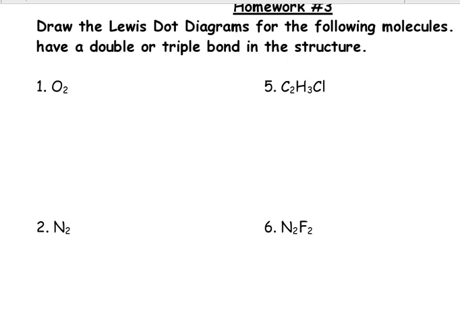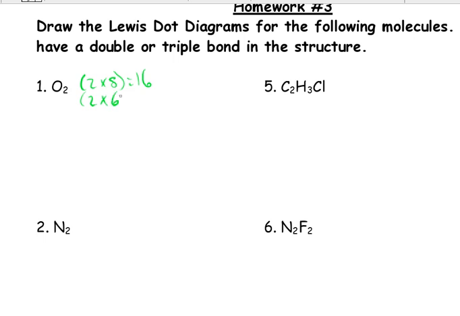All right, on this next page, we've got some that are going to deal with multiple bonds. So let's try to figure out how to deal with that. So first one here, O2, oxygen. There are two of them. Would love to have 8 valence electrons. So that's going to give us 16 valence electrons in an ideal world.